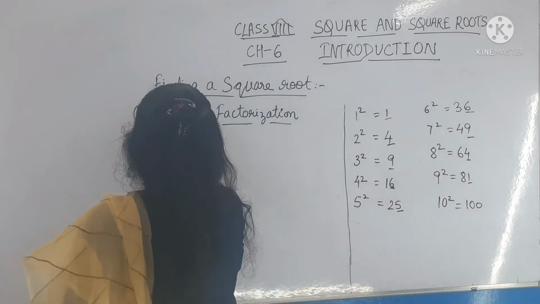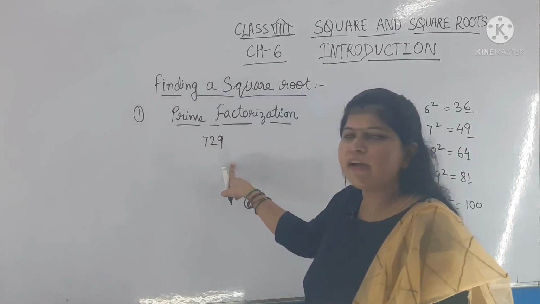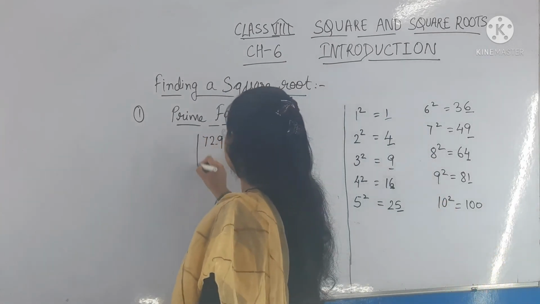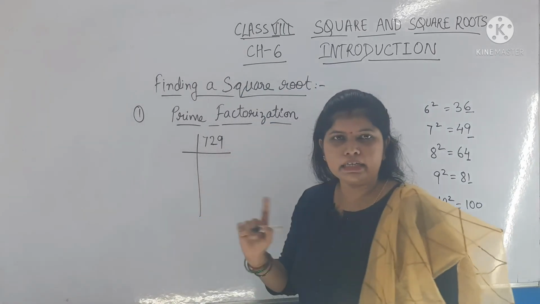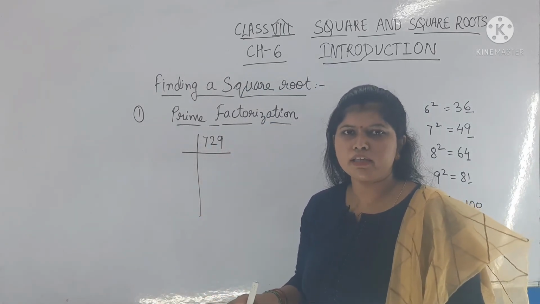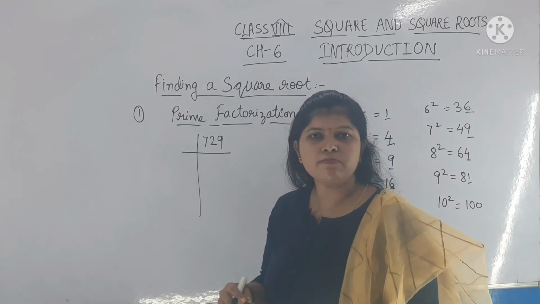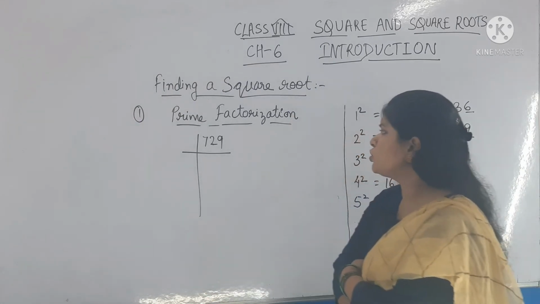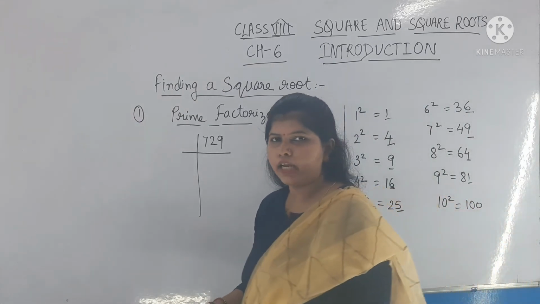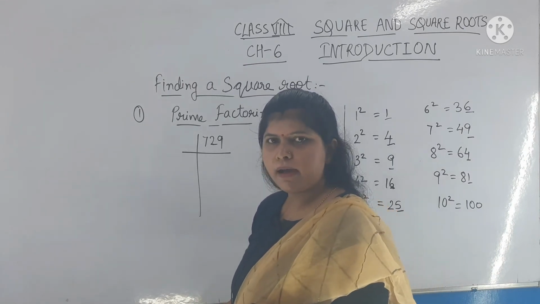So I am taking one example, 729. You have to prime factorize it. You can see here our last digit is not an even number, so it is not divisible by 2. So next, the divisibility test for 3. You have to sum the digits. That is 7 plus 2 is 9, 9 plus 9 is 18. So 18 is divisible by 3.